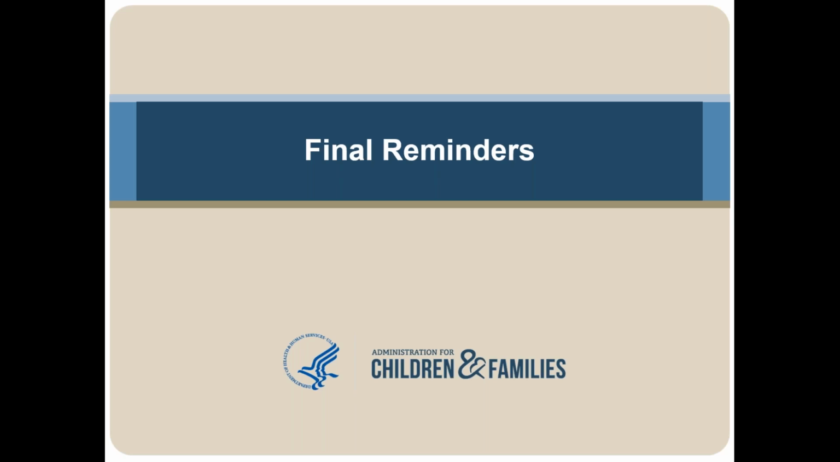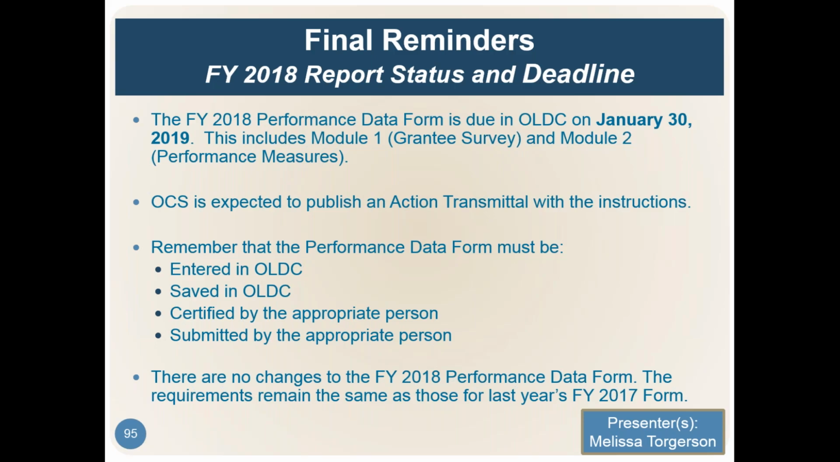Okay, we're going to move on to final reminders and then take some questions. We're going to move through these very fast. Once again, this performance data form is due on January 30th. This includes the Module 1 that we've just gone over, as well as Module 2 performance measures. OCS is expected to publish an action transmittal soon with the instructions. Remember that the performance data form must be entered, saved, certified, and submitted in OLDC, and this can take some time, so be prepared and allow yourself for that time. And there are no changes to the FY 2018 performance data form. The requirements remain the same as those for last year's form.